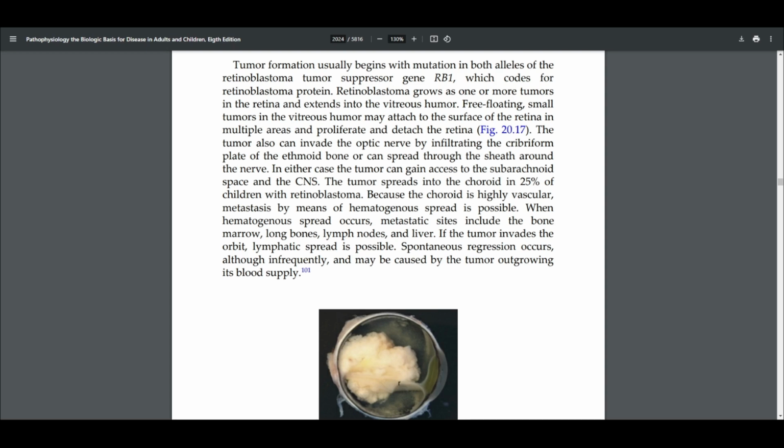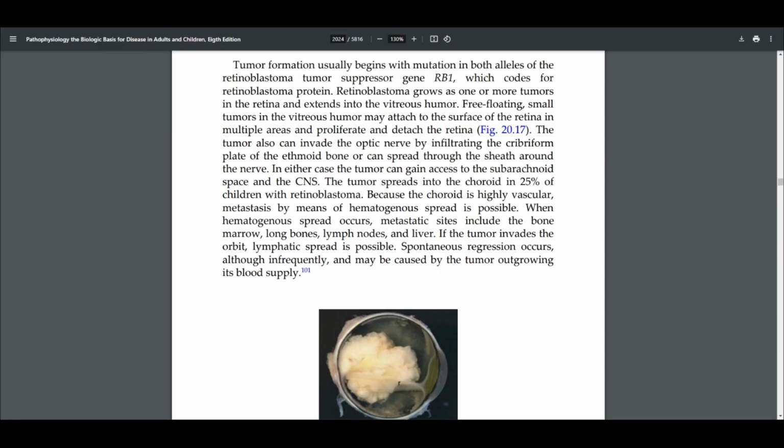Retinoblastoma grows as one or more tumors in the retina and extends into the vitreous humor. Free-floating small tumors in the vitreous humor may attach to the surface of the retina in multiple areas, proliferate, and detach the retina. The tumor can also invade the optic nerve by infiltrating the cribriform plate of the ethmoid bone, or can spread through the sheath around the nerve. In either case, the tumor can gain access to the subarachnoid space in the CNS.